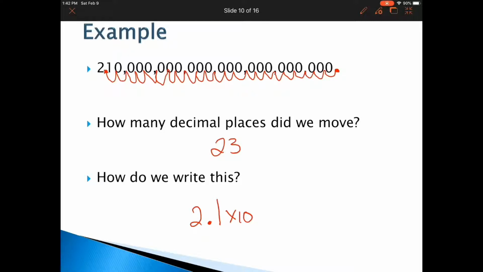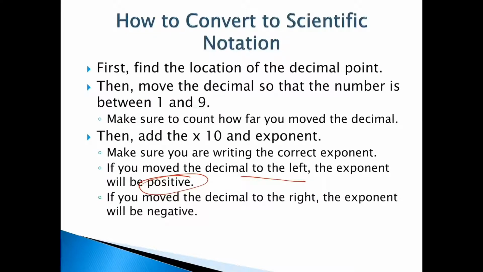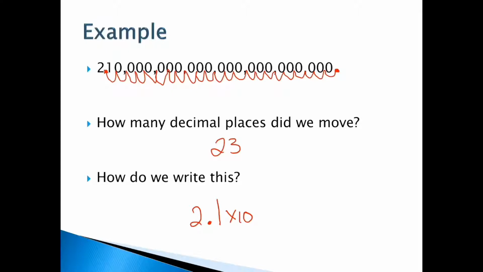And remember, I said if you move the decimal place to the left, your exponent is going to be positive. If you move it to the right, it's going to be negative. So in this problem, we moved our decimal point to the left, so that means we're going to have a positive 23. All right.